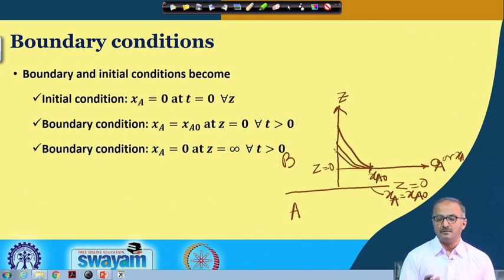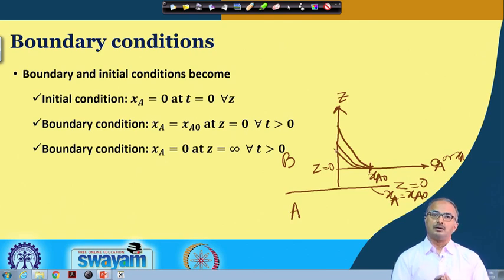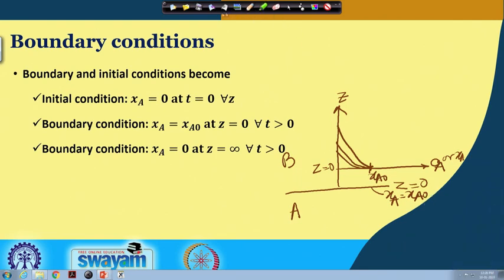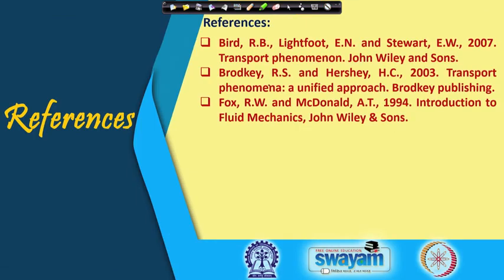So, this is the way we visualize how the profile of the A component will be developing with time. This is a qualitative understanding of the concentration distribution of a component which is evaporating in another component. So, with this we can complete the formulation of this particular problem to get the concentration distribution of an evaporating component. These are the references which you can consult for more detail of these particular processes. Thank you.